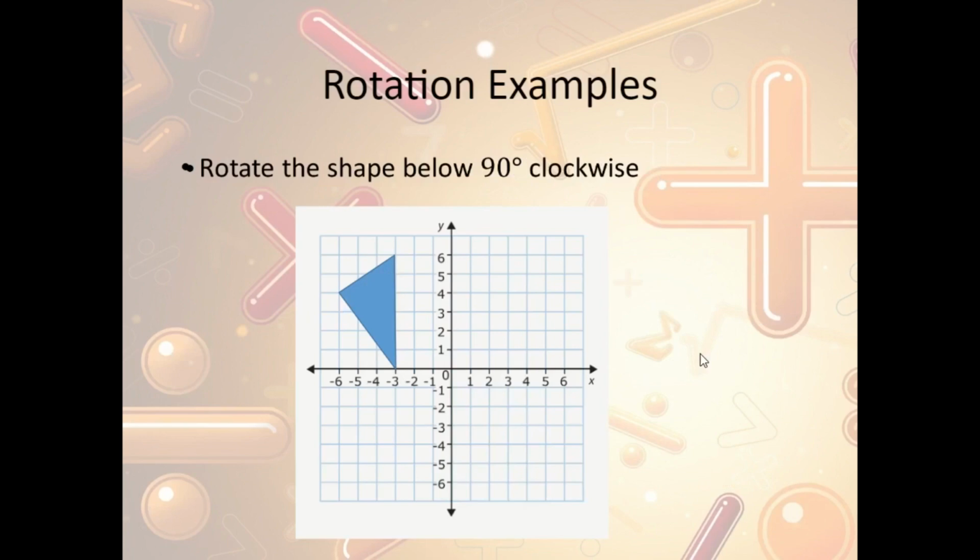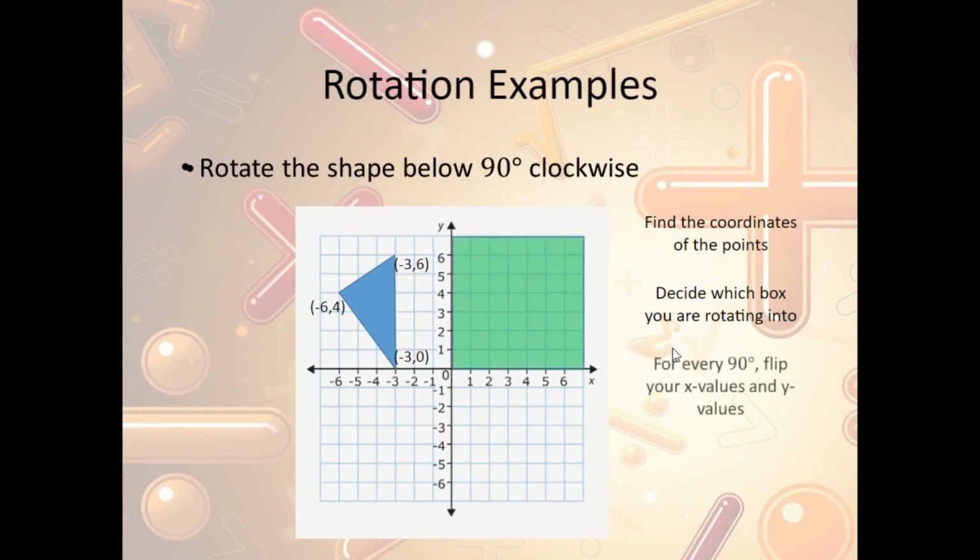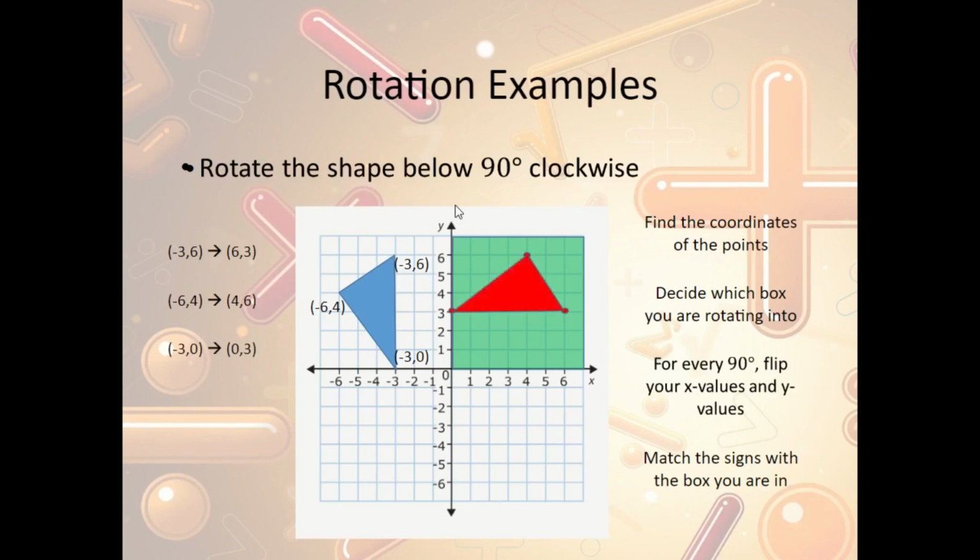Now 90 degrees clockwise, same thing: write out the coordinates. Decide which box we're rotating into. Well, 90 clockwise is going this direction, so it goes into this box here. And then for every 90, flip them. So 3, 6 becomes 6, 3, and so on. Then we match the signs. Over here, we are positive and positive, so these stay exactly like that. We plot our points, connect the dots, and now we have our triangle that's exactly the same.